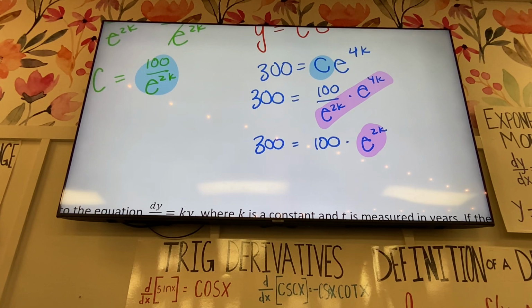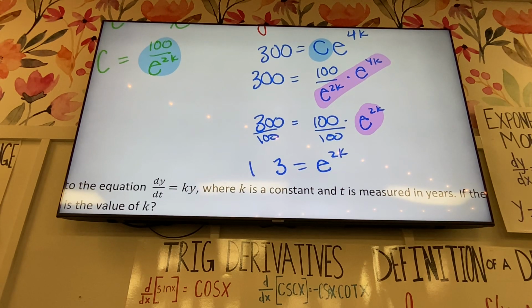Now it becomes a little bit easier to solve for. What would you do next? Divide by 100. So you get 3 equals e^(2k). Then take the ln. So you get ln of 3 equals 2k. And then divide by 2. So that's k. But I don't want k. What do I want? C.